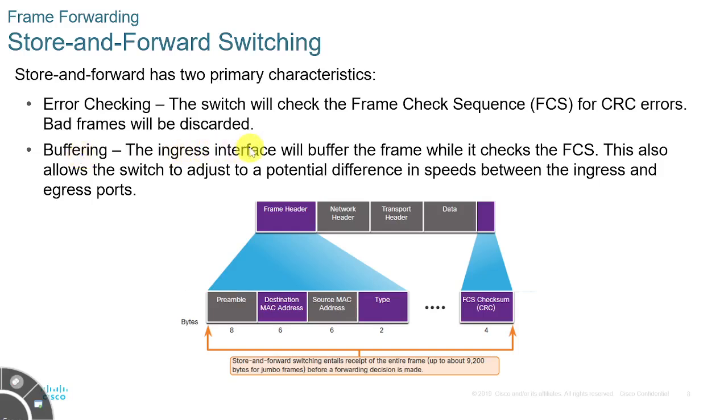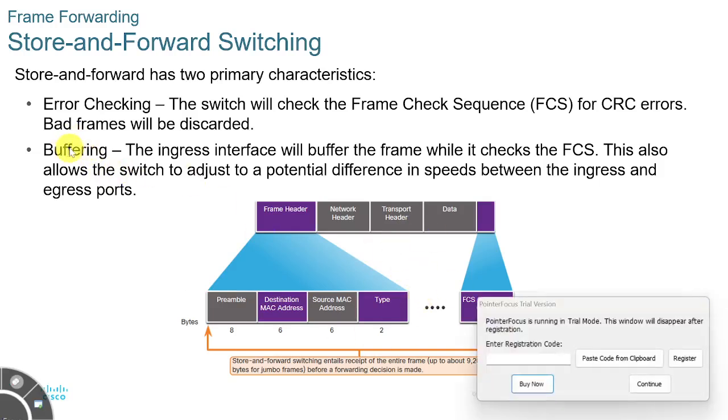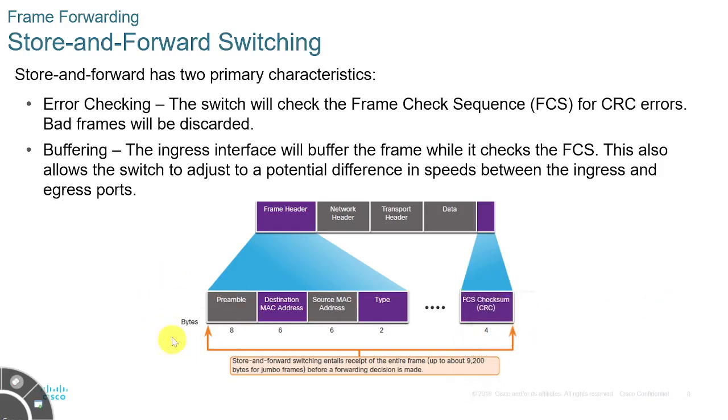So the ingress interface, for example, will buffer the frame. We'll have a buffer to receive the frame from the ingress interface while the switch checks the FCS, the frame check sequence. This also allows the switch to balance between the speeds. This buffer helps the switch balance between the ingress and egress ports to avoid congestion.